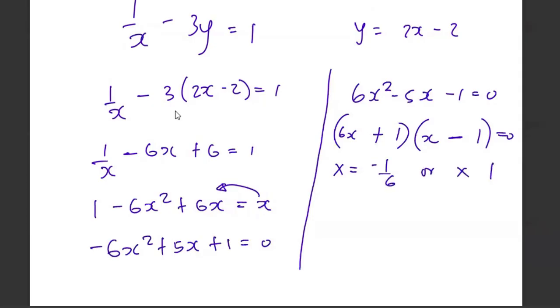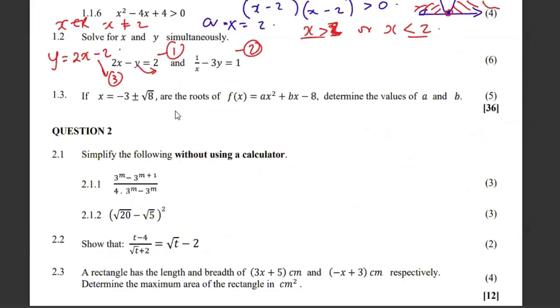Then let's replace these values into there. So the first y is going to be 2 times negative 1 over 6, minus 2, which gives me, just a moment, negative 2 over 6. Okay, we're subtracting a 2, which is 2.333, which is negative 7 over 3. So if x is 1, then our y is going to be 0. So that is what the question needed.